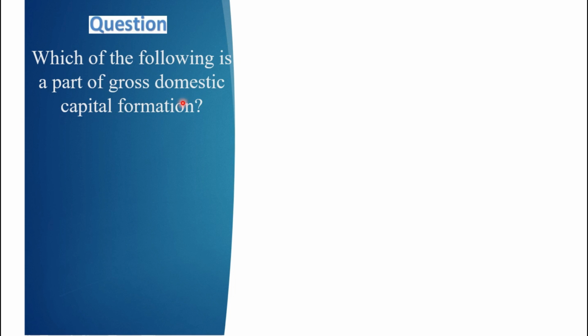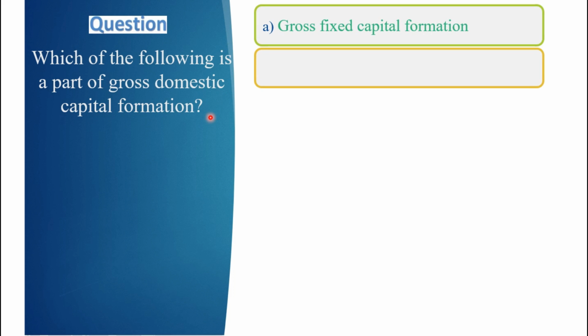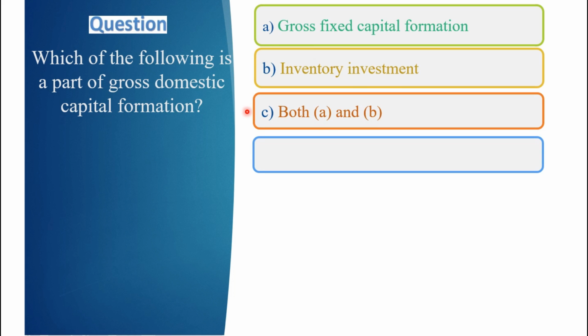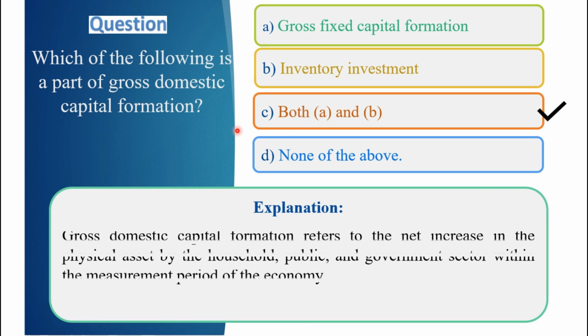Our next question is, which of the following is a part of gross domestic capital formation? Option number 1 is gross fixed capital formation. Option number 2 is inventory investment. Option number 3 is both A and B. And option number 4 is none of the above. And the correct answer for this question is option number C, both A and B. Because gross domestic capital formation refers to the net increase in the physical asset by the household, public and government sector within the measurement period of the economy.